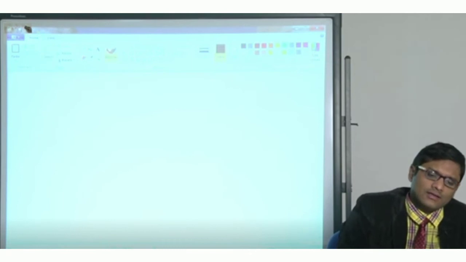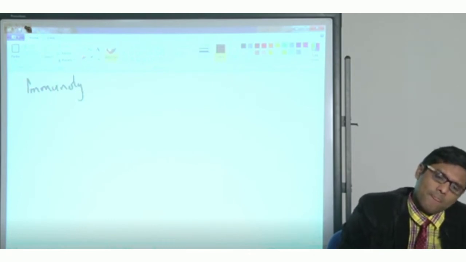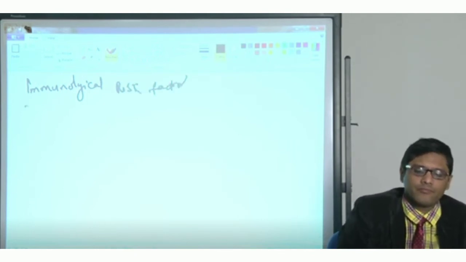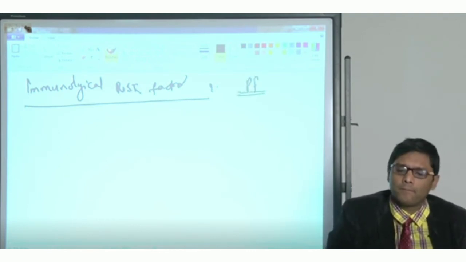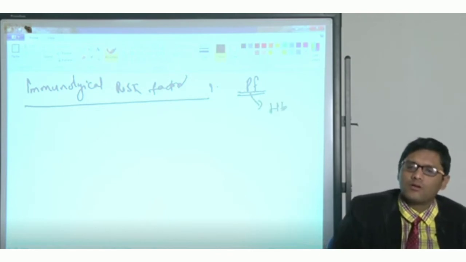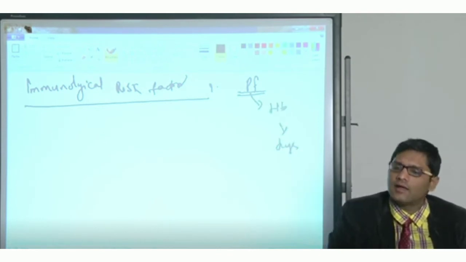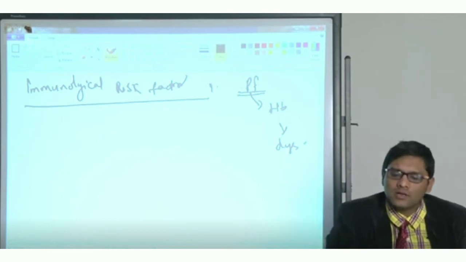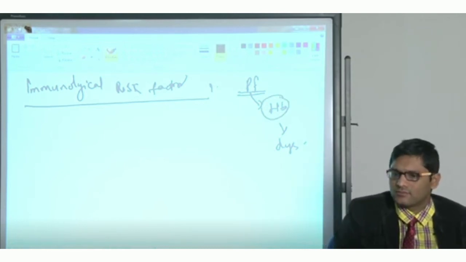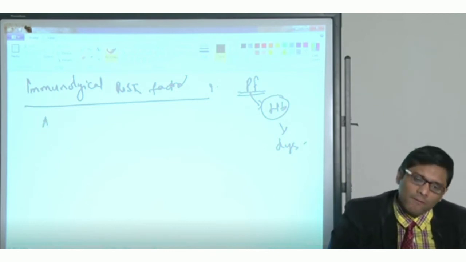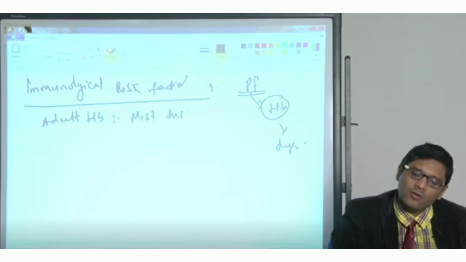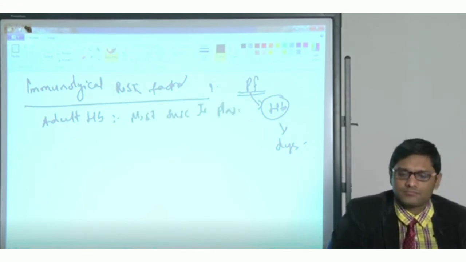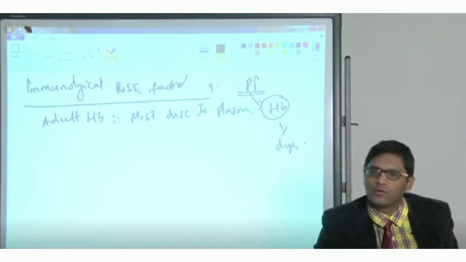Okay. Then there are certain immunological phenomena. Immunological risk factors. As I told you, Plasmodium falciparum feeds on hemoglobin to produce digested byproduct. So hemoglobin is the nutrition for the malaria parasite, and adult hemoglobin is the most susceptible hemoglobin to Plasmodium. Plasmodium usually feeds on adult hemoglobin.